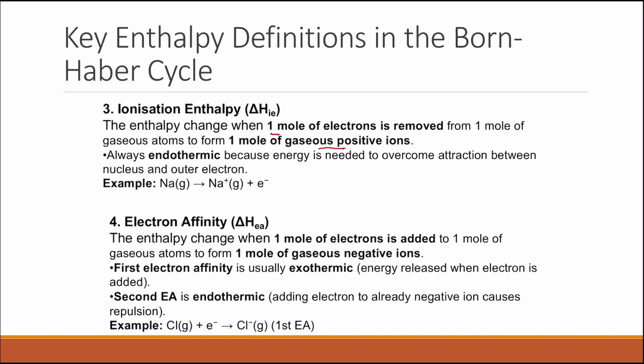And then we have the electron affinity. Electron affinity is the same as the ionization enthalpy, but it's for gaining electrons to form gaseous -1 ions. So this is the enthalpy change when 1 mole of electrons is added, this time not removed, to 1 mole of gaseous atoms to form 1 mole of gaseous negative ions. Remember that the first electron affinity is usually exothermic because energy is released when an electron is added. And then the second electron affinity, when you add a second electron, will be endothermic. This is because you are adding an electron to an already negative ion, so we would need more energy to add the electron.